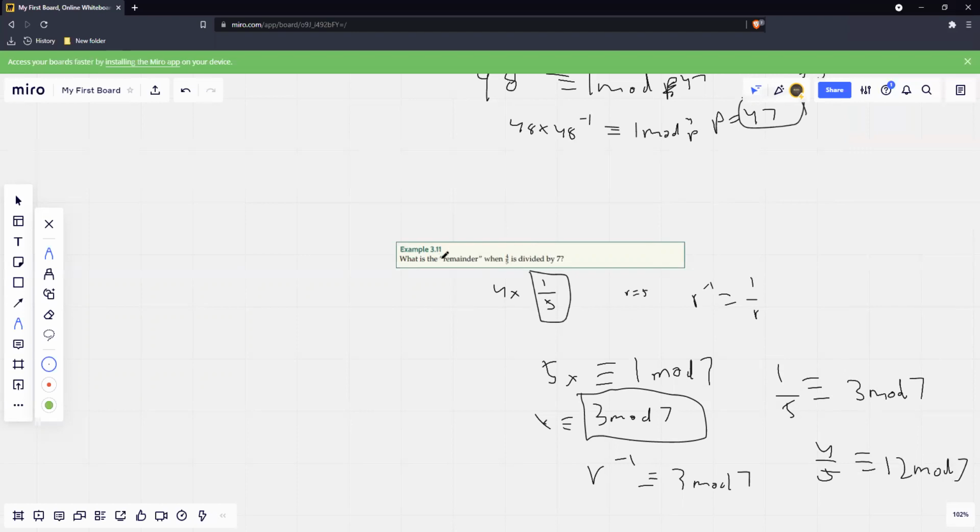And note that we have remainder in quotation marks, because it doesn't make any sense to divide something and find the remainder of a fraction. But if you're just finding its modulo remainder, we can say, 12 modulo 7 is congruent to 5. 4 over 5 is congruent to 5 modulo 7. And therefore, the remainder, in quotation marks, is equal to 5. That's the answer.